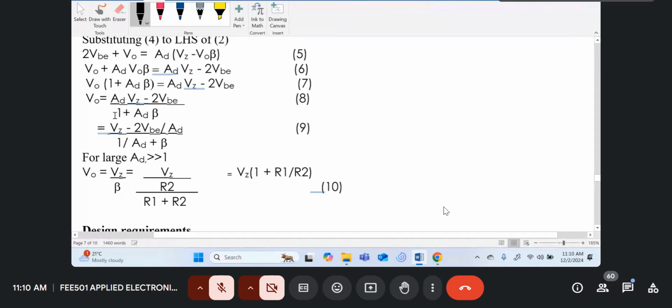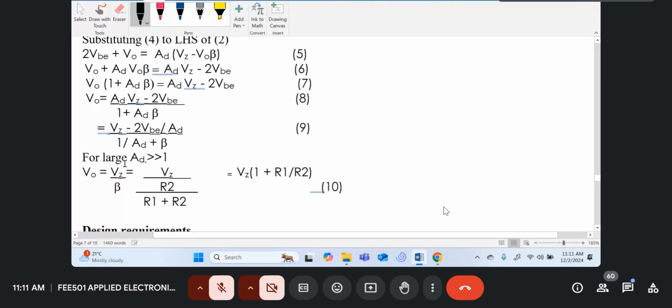Now let's go to the denominator. In 8, I had a 1. So this 1, if I divide it by AD, I'll get 1 over AD. The next term in 8, in the denominator, AD beta, if I divide it by AD, I just remove the AD and am left with beta. So that is how I get 9.